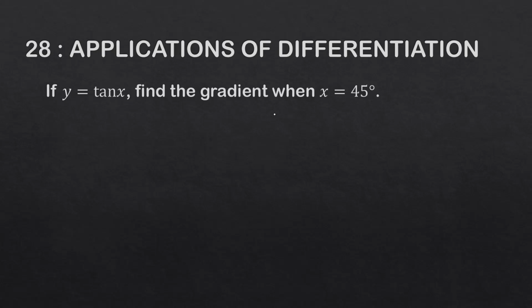Moving to the next. Number 28, say if y equal to tan x, find the gradient at x equal to 45 degrees. So what you need to understand about this question is that we need to have a standard for differentiating tan x. So dy dx is going to be equal to sec squared x. So whenever you differentiate tan x, you're having sec squared.